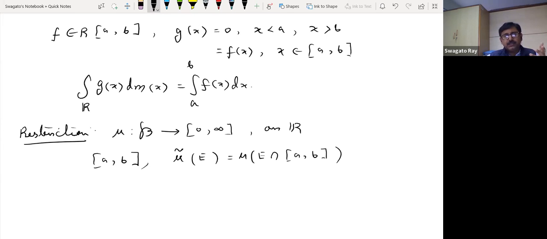And this whole machinery, whatever we have described and talked about on the whole real line, will work on [a,b] also. So what is the sigma algebra? Well, the restriction of the Borel sigma algebra to the closed interval [a,b]. That will give rise to a new sigma algebra. And on that sigma algebra, you can talk about mu tilde and you can talk about Lebesgue integration with respect to this measure.